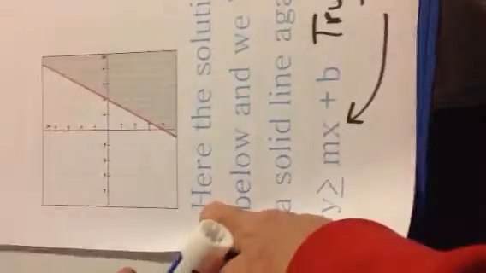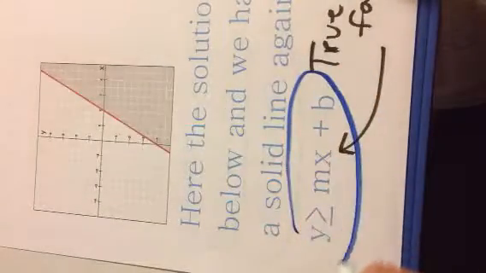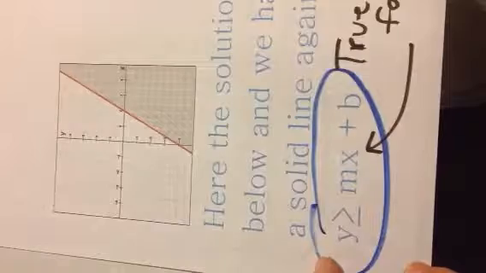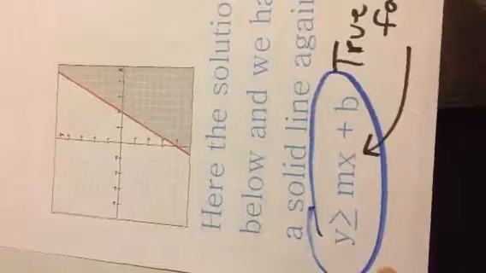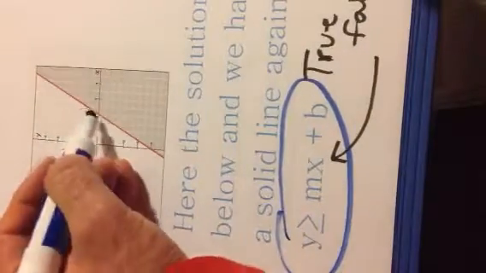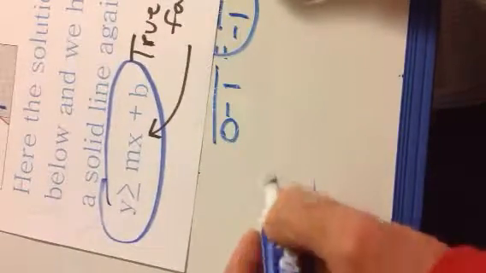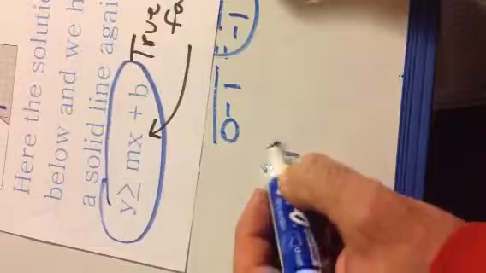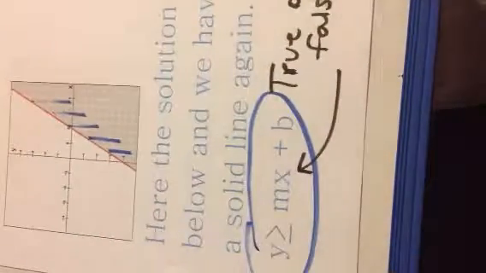So let's look at this graph. Is this true or false? Circle this. Would this be true or false? It is a solid line, but remember, look at the solution. The solution's below the line. Since the solution's below the line, y can't be greater. So since it's below the line, y has to be less than or equal to mx plus b. And again, we're saying or equal because it's a solid line.